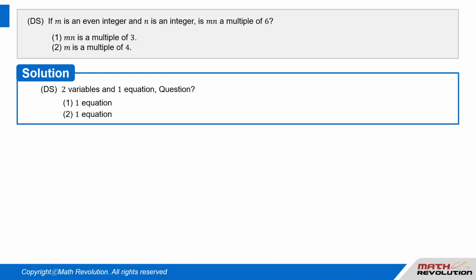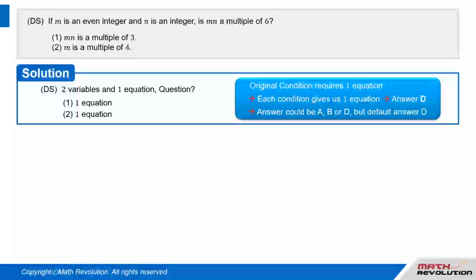Now, 2 variables and 1 equation would generally require 1 more equation for us to be able to solve for the value of the variables. We know that each condition would usually give us an equation, and since we need 1 more equation to match the numbers of variables and equations in the original condition, the logical answer is D.